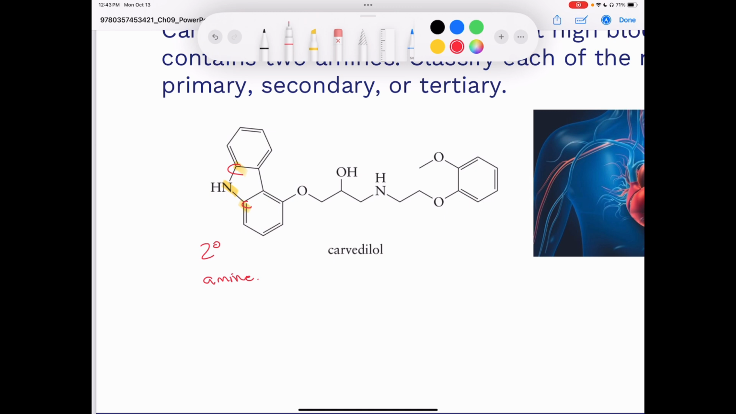And in the other one that's in here, you can see the nitrogen has one hydrogen attached to it. It has two carbons attached to it, one here and one here. So this would also be a secondary amine. So both of these amines in this compound are secondary amines.